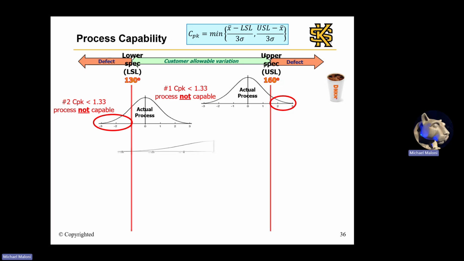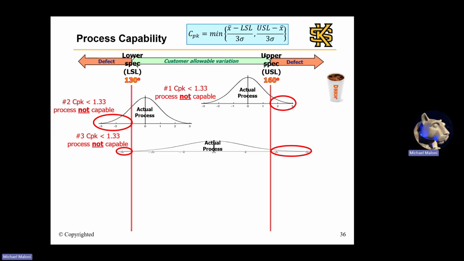Then next, consider a highly variable process signified by a very wide distribution of temperatures. Both sides fall beyond spec limits. That is, the lower end of the distribution falls beyond the lower spec limit, and the higher end of the distribution falls beyond the upper spec limit. Again, the CPK would be less than 1.33. The process is not capable of consistently producing within customer specs. It will occasionally produce coffee that is too cold as well as too hot.